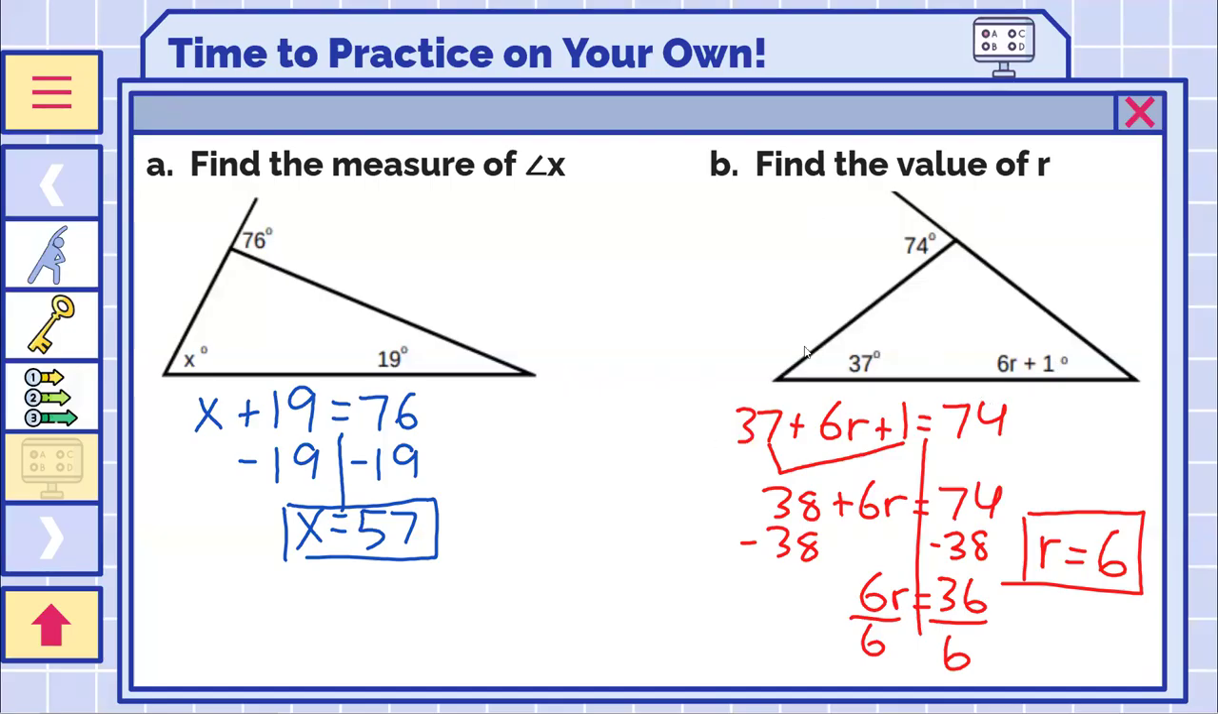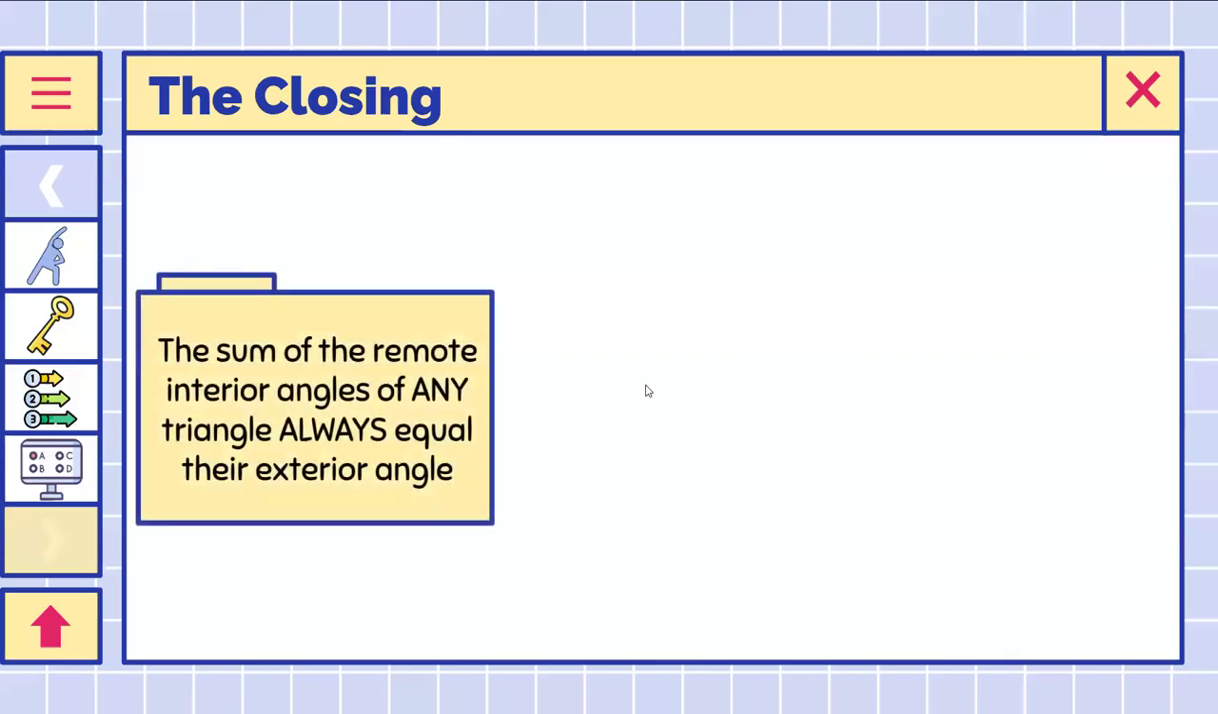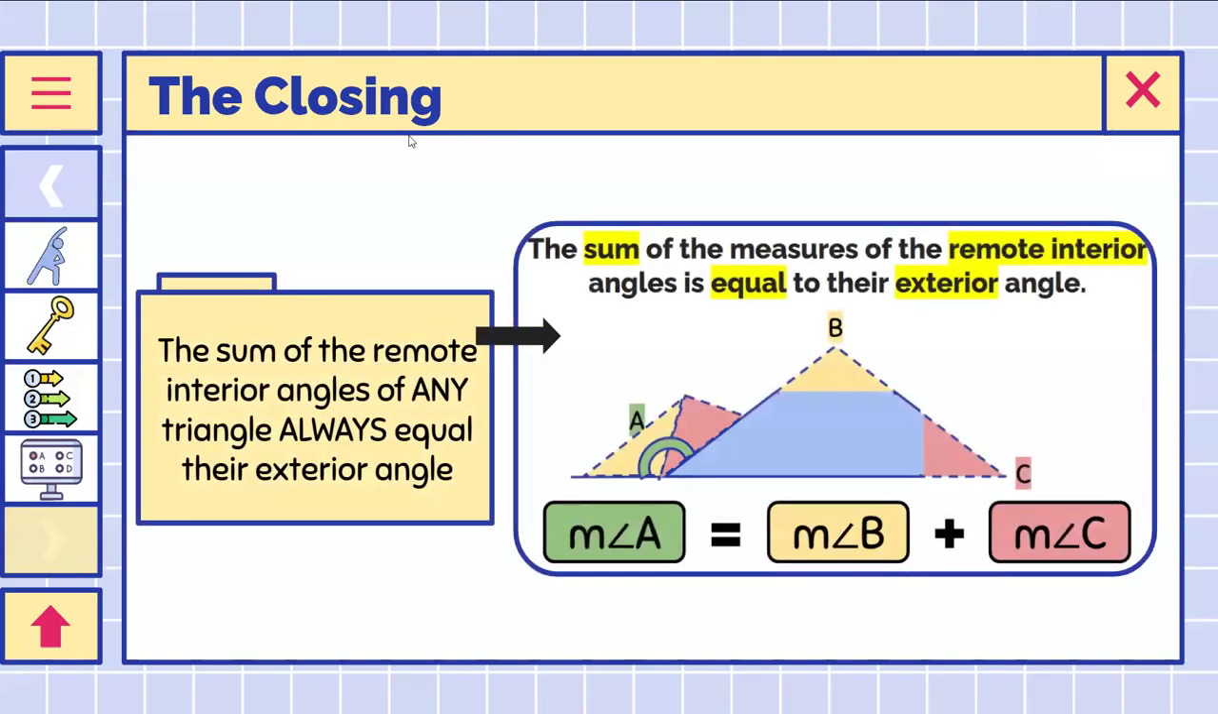Pause if you need to make any corrections, but if you got everything right, we're going to go to the closing, which is that the sum of the remote interior angles of any triangle always equals their exterior angle. So that's another tool in solving triangles we can use. With that, that is the end of our lesson on exterior triangle angles, but I will be seeing you in some future lesson videos.